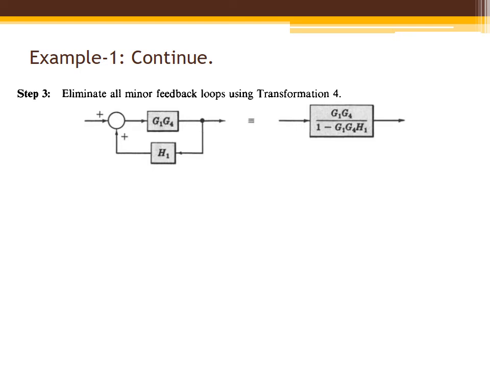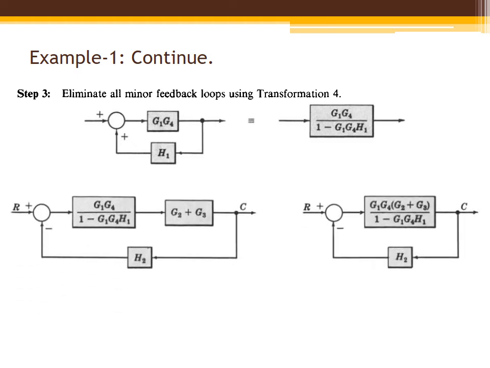Now we can eliminate the feedback loop. So the complete loop is converted into one block with the rule of transfer function of closed loop. If this is the forward gain G1 into G4 and the feedback gain is H1, the type of feedback is positive, therefore the expression is 1 minus G1 G4 H1. Now this is the simplified form.